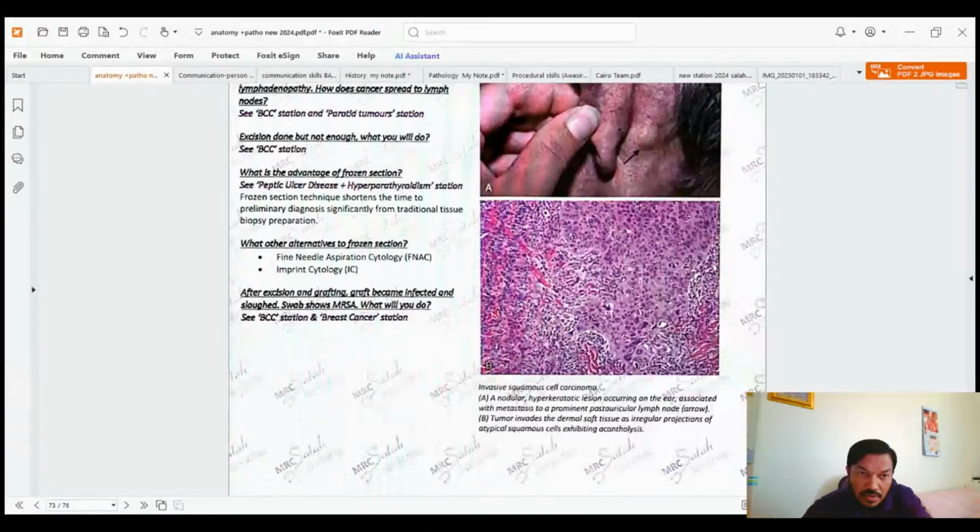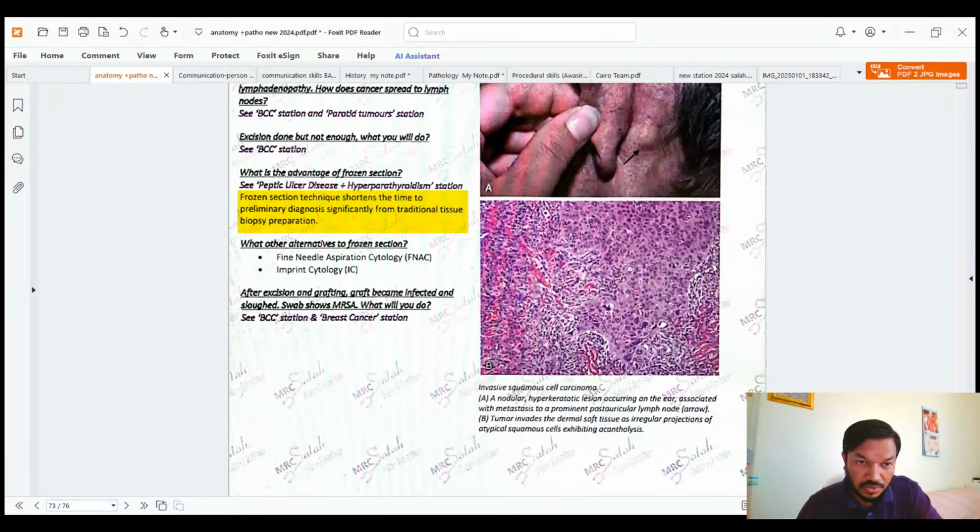What are the advantages of frozen section? Frozen section technique shortens the time to primary diagnosis significantly compared with traditional tissue biopsy preparation. What other alternatives are there to frozen section? Fine needle aspiration cytology and imprint cytology.